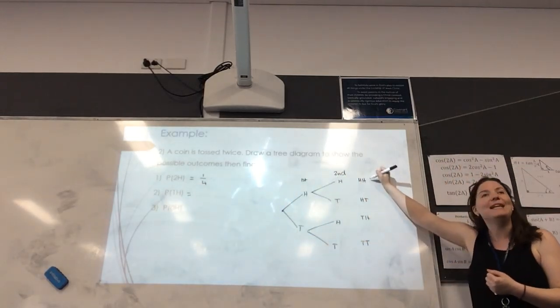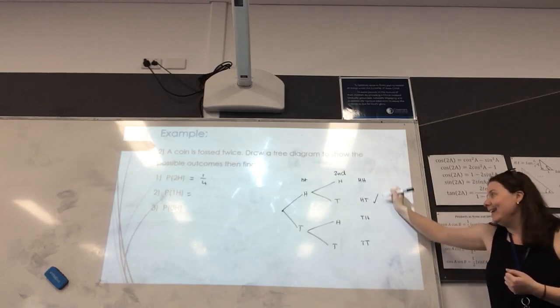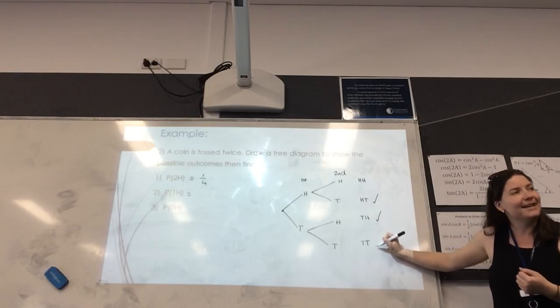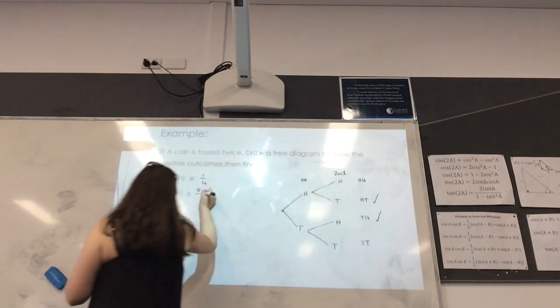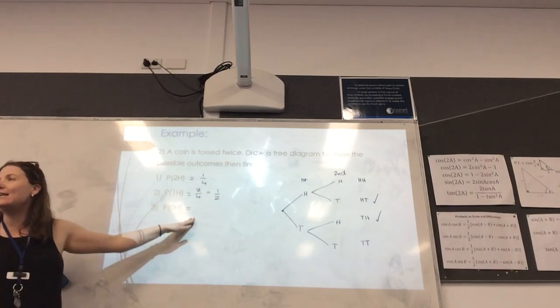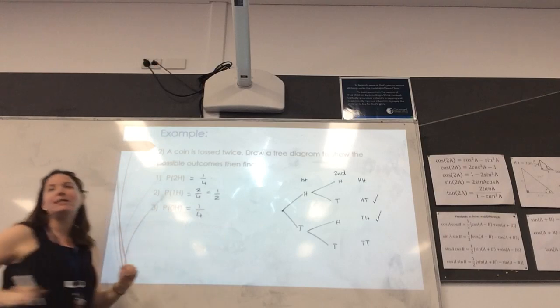Does this one have one head? No. Does this one have one head? Yes. Does this one have one head? Yes. Does this one have one head? Okay. Are we good with that? Yeah. Okay. So, probability of no heads is 1 out of 4. Okay. That is the same as saying two tails.